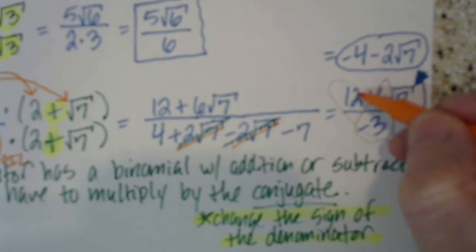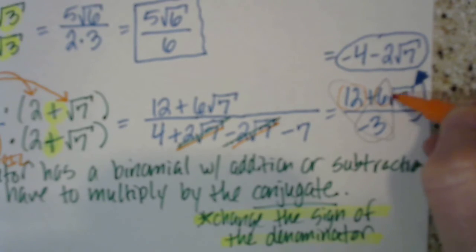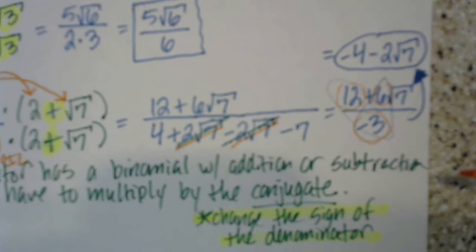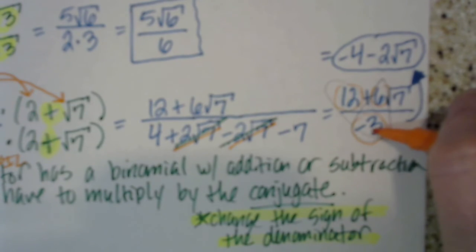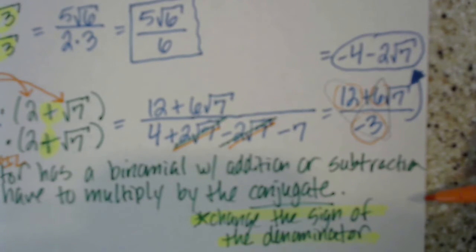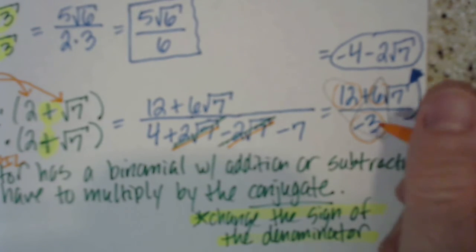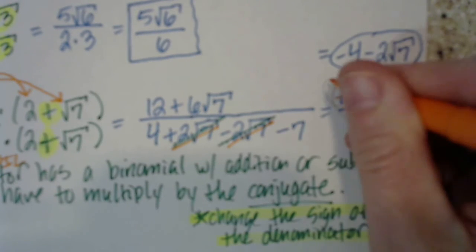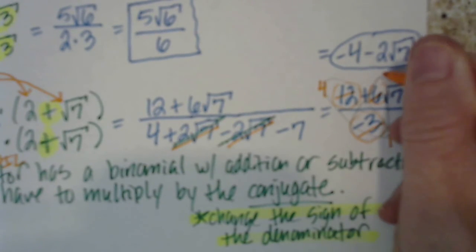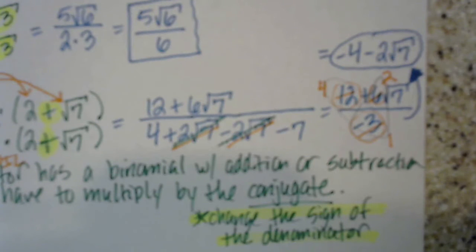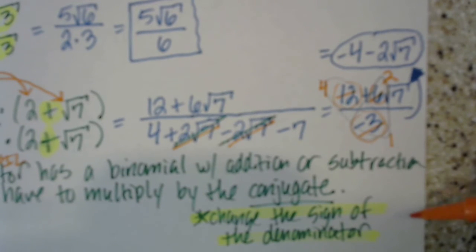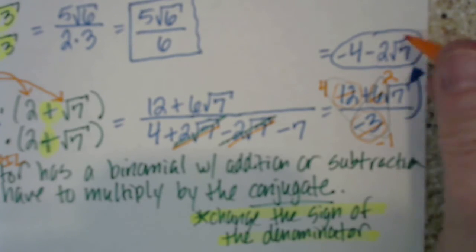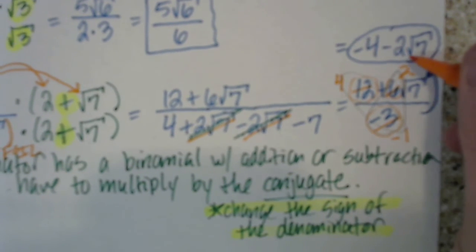And only because each of these numbers have something in common on the outside, not what's under the radical, but all of these other 3 numbers have something in common. That's the only reason I can simplify further. 3 goes into 3 once, 3 goes into 12 4 times, and into 6 2 times. This is a negative though, so it's going to change both of those signs. Negative 1. Okay? So this would be our answer, negative 4 minus 2 square root of 7.